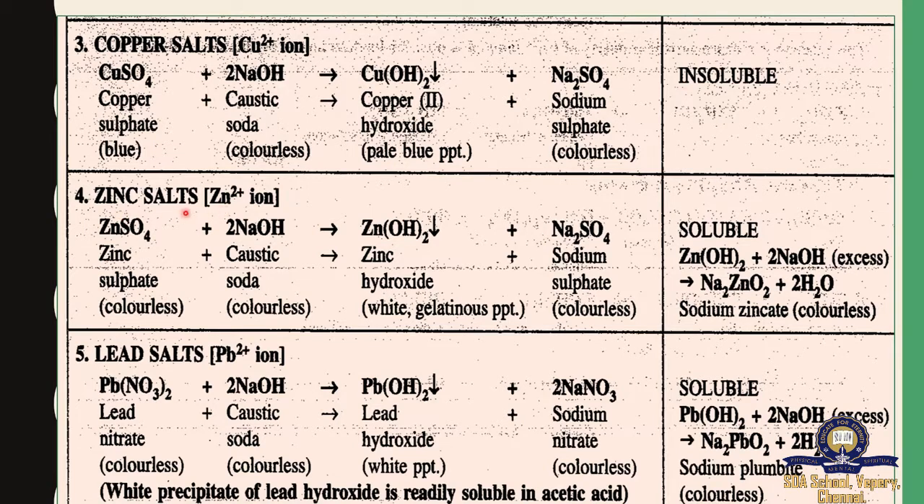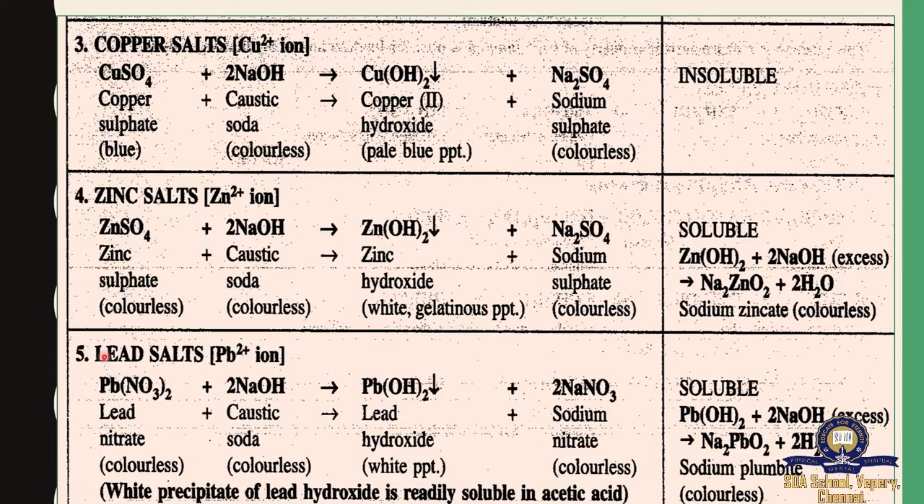Next, zinc salts. When zinc sulfate is reacting with sodium hydroxide, it gives zinc hydroxide, then sodium sulfate. Here the zinc hydroxide is a white gelatinous precipitate because it is not soluble. When we add an excess of sodium hydroxide, it becomes sodium zincate and water. So it is forming a salt, and then we are getting water.